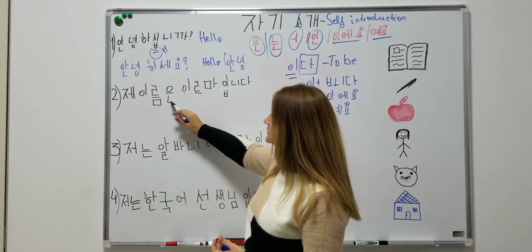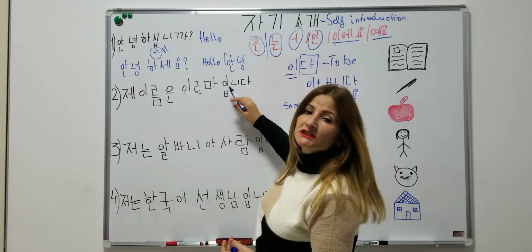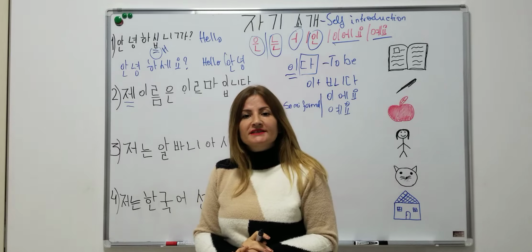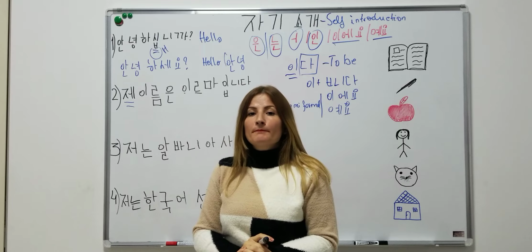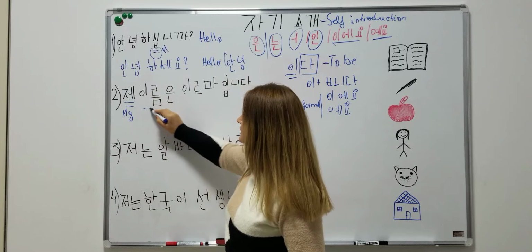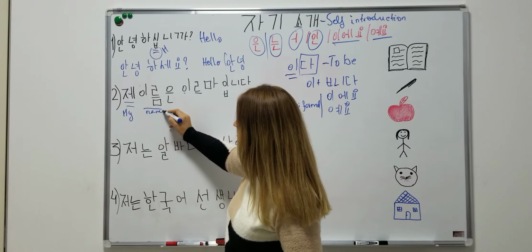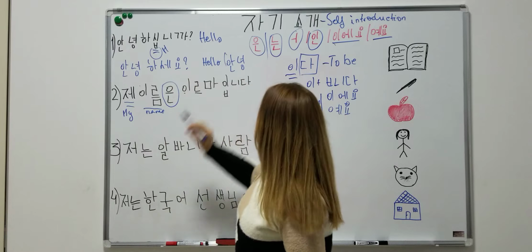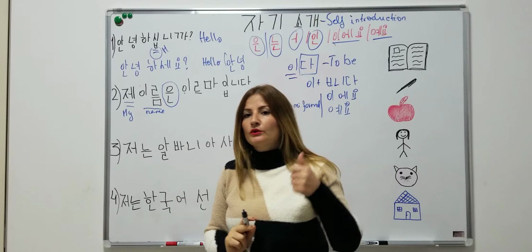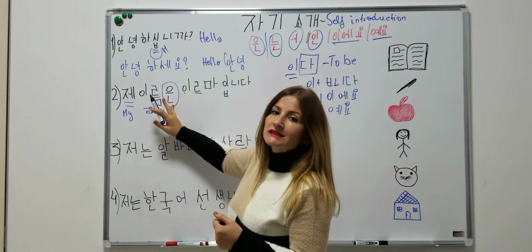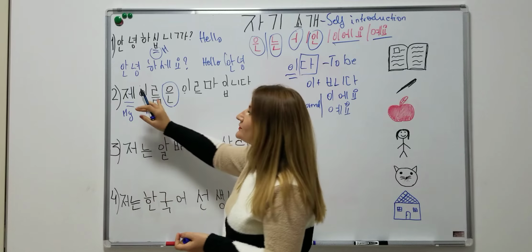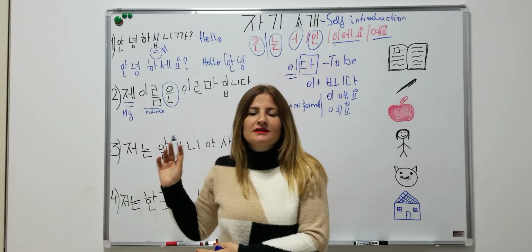제 이름은 이름아입니다. Okay, 제 is a possessive pronoun, which means my. 이름 is a name, and here you see the subject particle that I mentioned to you before. So, 은 is a subject particle which comes after the subject, or after the noun. Well, the subject in this case is the noun.